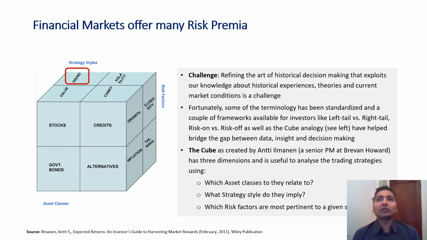Fortunately, some of the terminology has been standardized, and a couple of frameworks are available for investors like left tail versus right tail, risk on versus risk off, as well as some of the more sophisticated frameworks like the Cube framework. This Cube framework, which you see on the left-hand side of the slide, is developed by Antti Ilmanen, who is a portfolio manager at Brevan Howard.